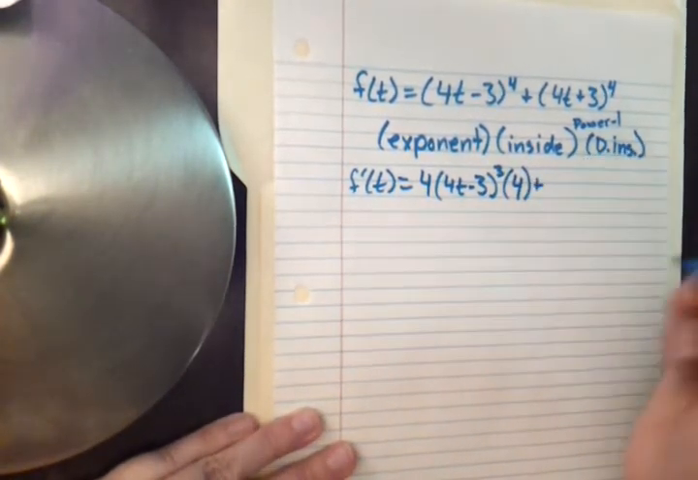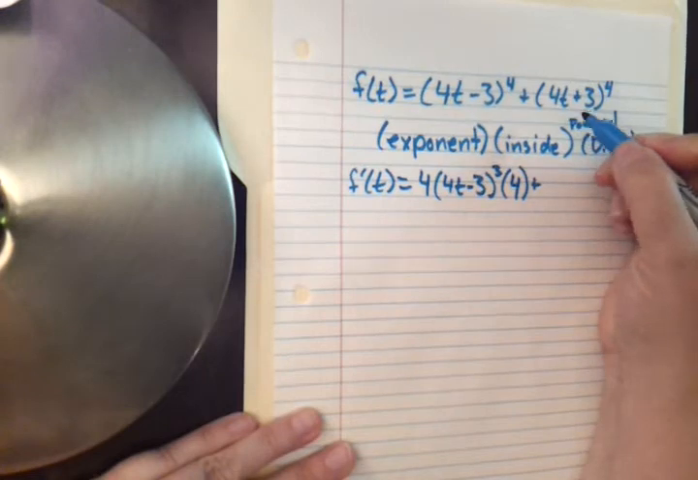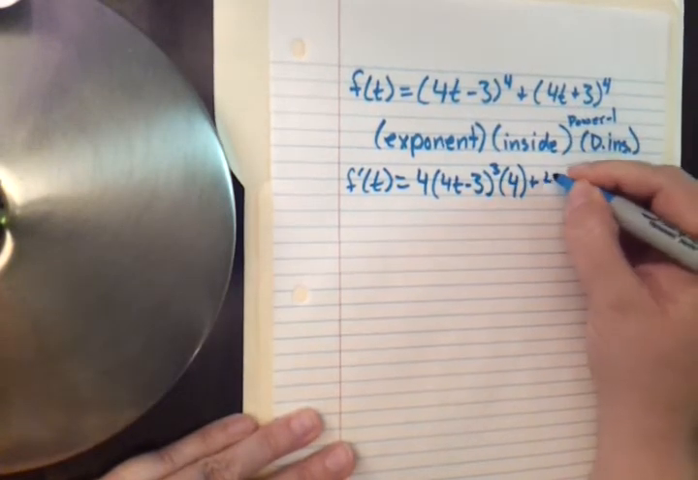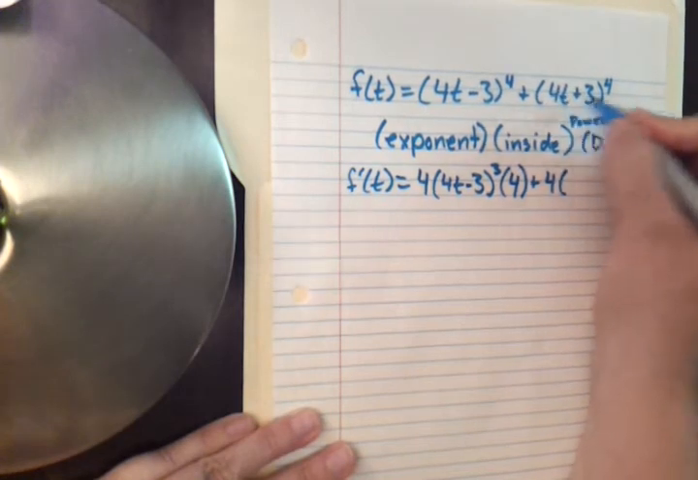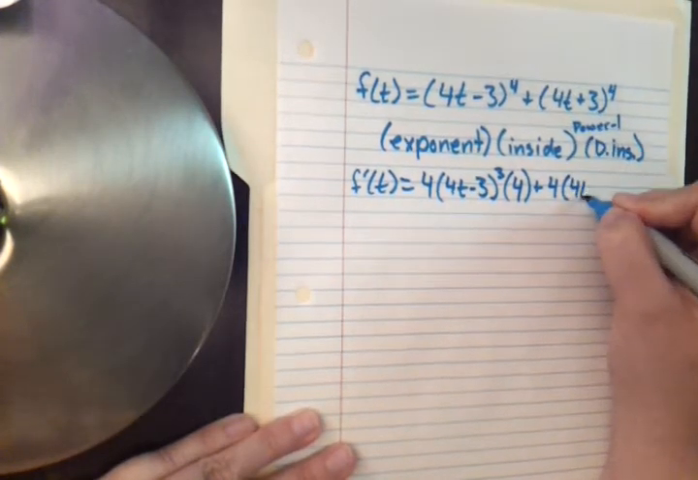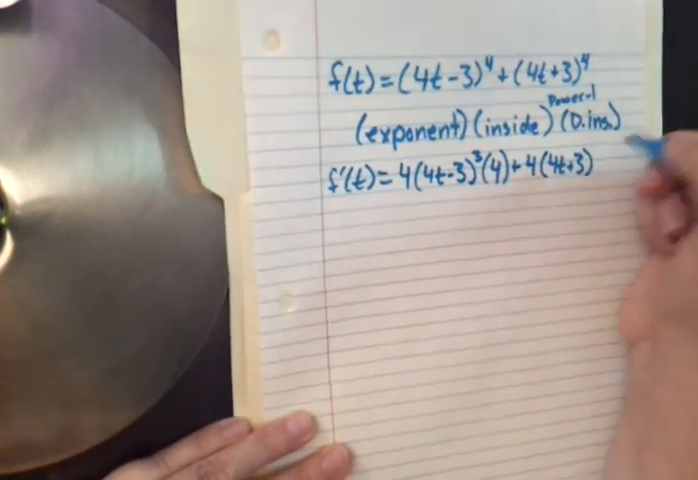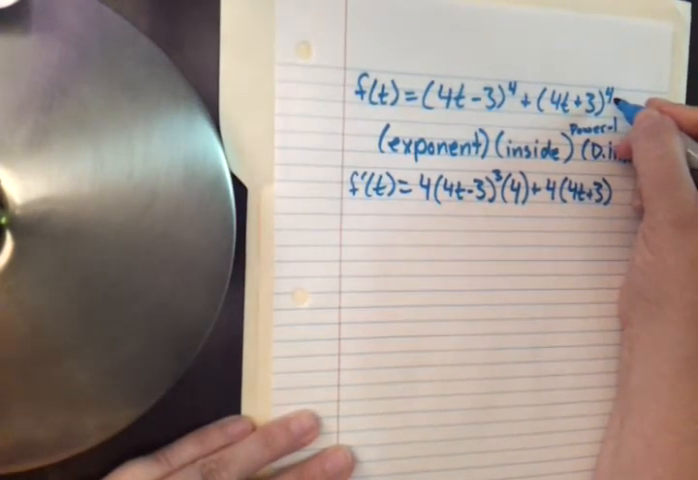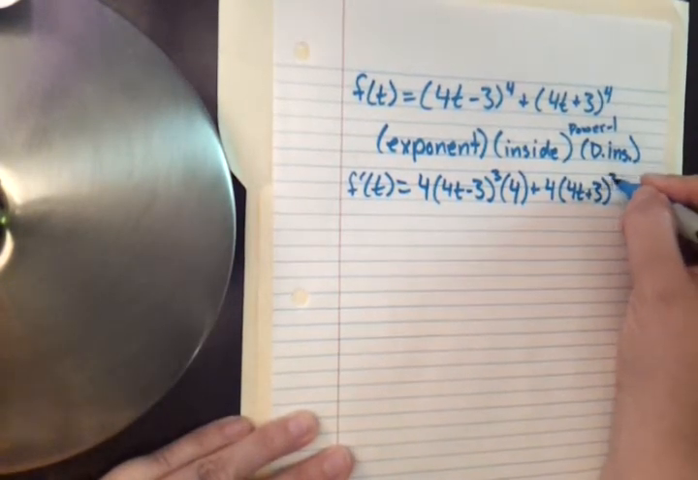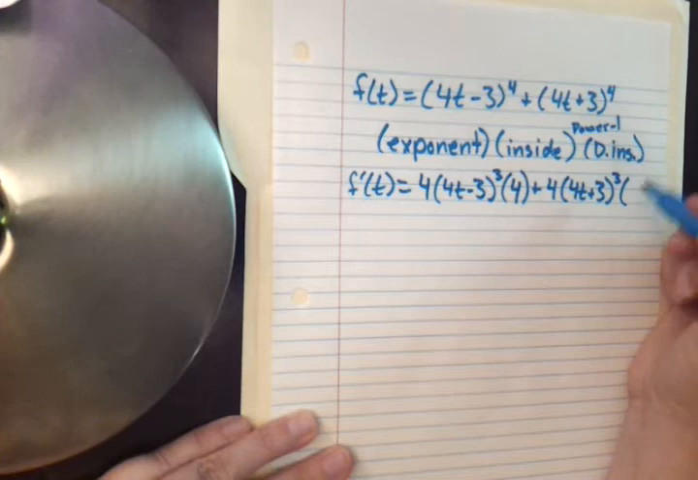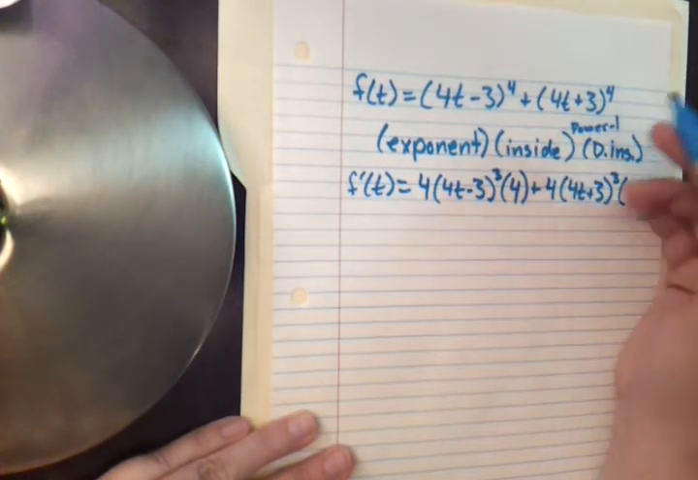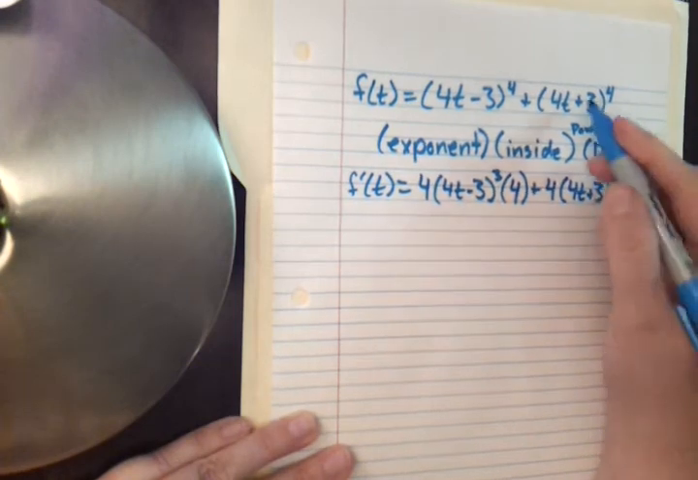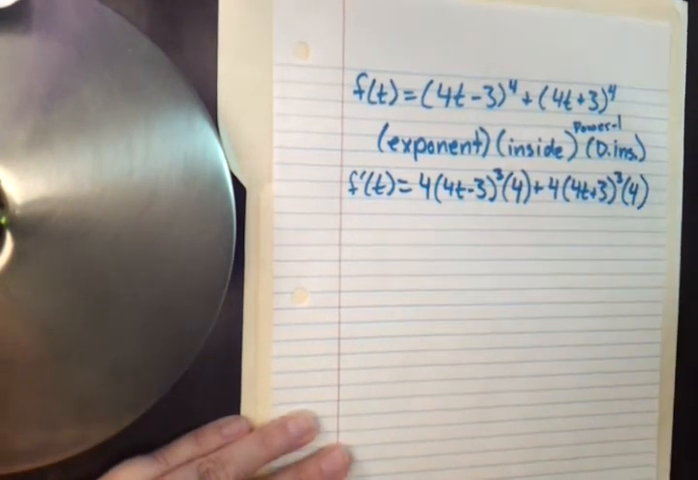And now we need to do the same thing with the second part here. So we need the exponent, that's a 4. We need to multiply it times what was inside the parentheses, 4t plus 3. We need to take the power and subtract 1, so that's going to be a 3. And then we multiply it by the derivative of what was inside here: the derivative of 4t is 4, and the derivative of 3 is 0. This is what we've got.